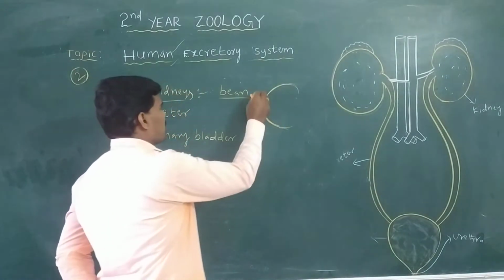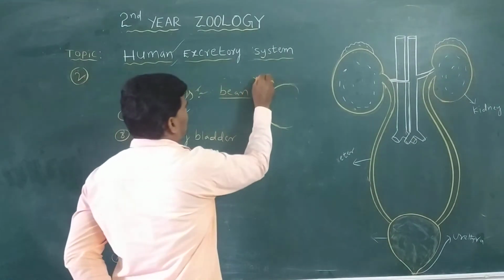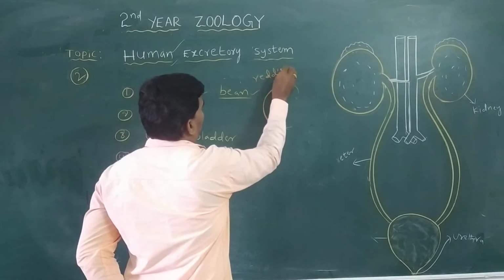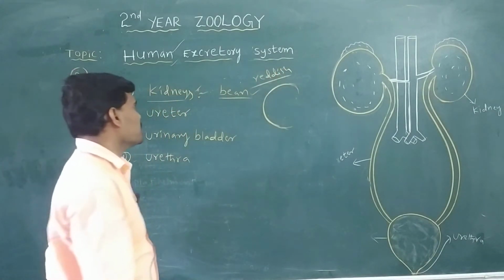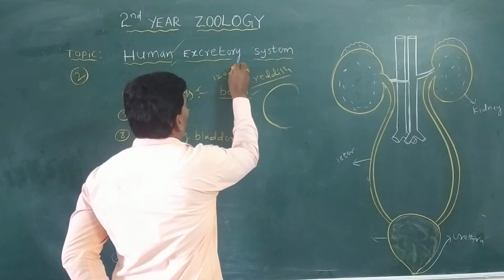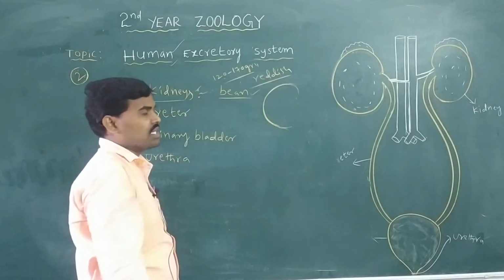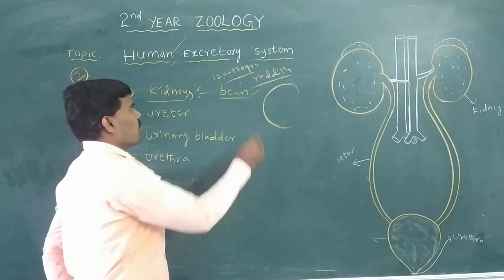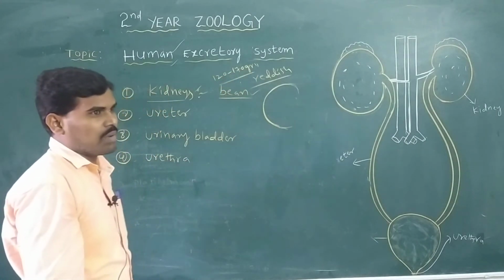The bean-shaped kidneys, which color? Reddish brown color. How much do the kidneys weigh? 120 to 170 grams, approximately.